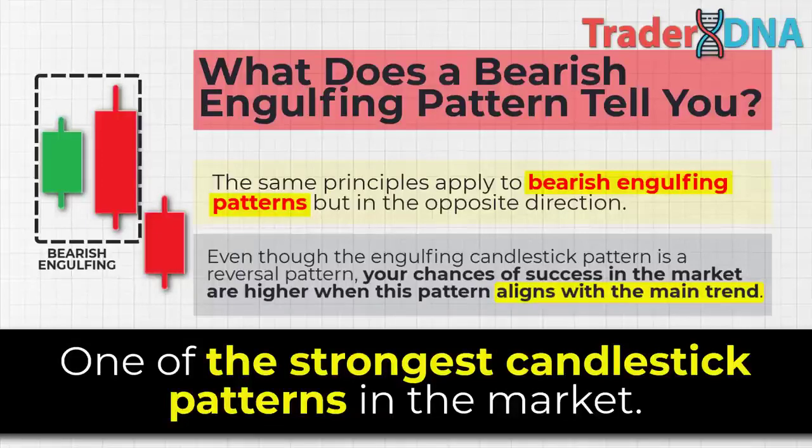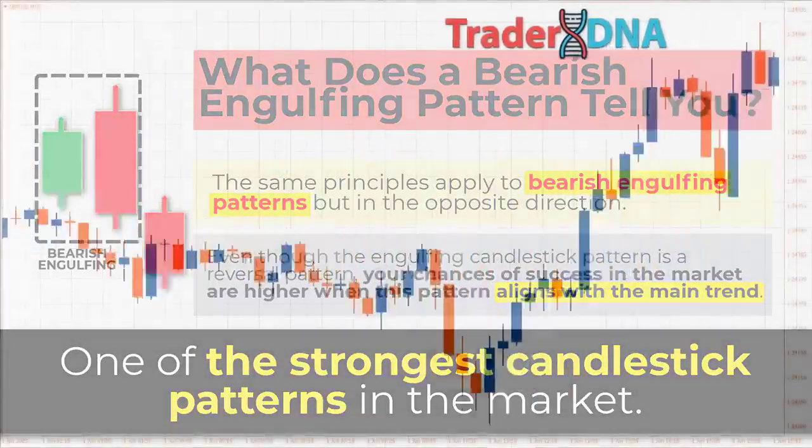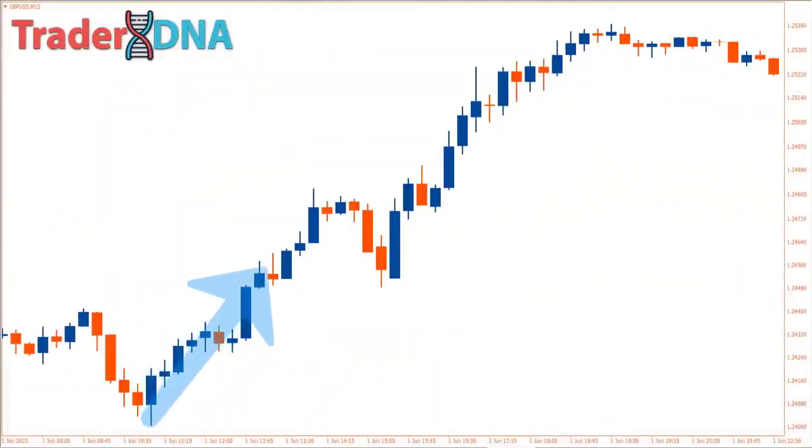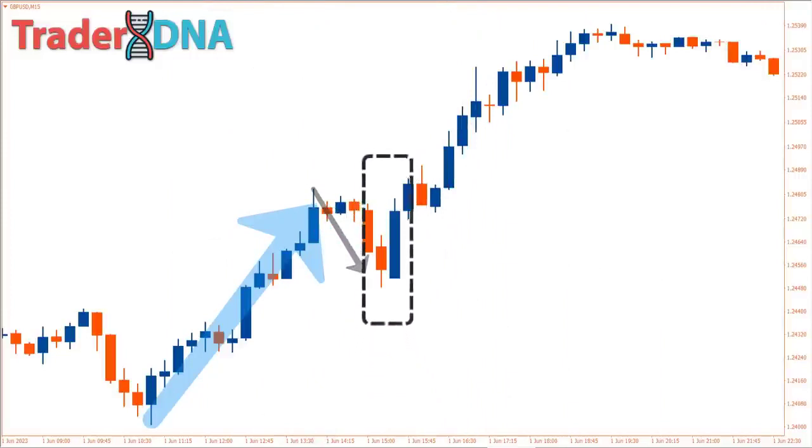I'll explain further. In this chart, we can clearly see that the market is in a bullish condition. Then, the price goes through a correction and ends with the formation of a bullish engulfing pattern. When you observe price action like this, I have high confidence that most experienced traders would agree that the market is likely to continue its bullish trend.